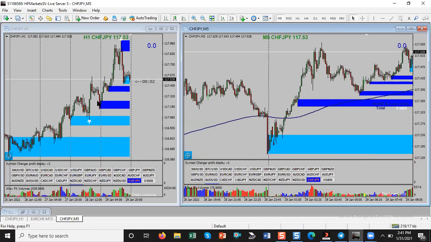Then what happened the next day? We still have another new zone created on the 1 hour, which I think is this one. Let me check.